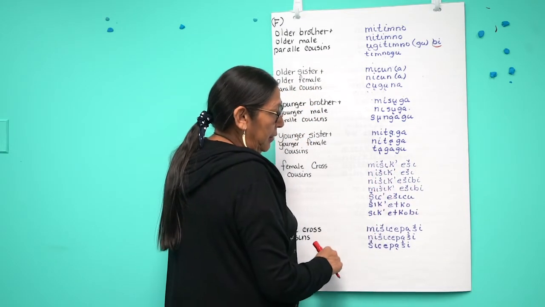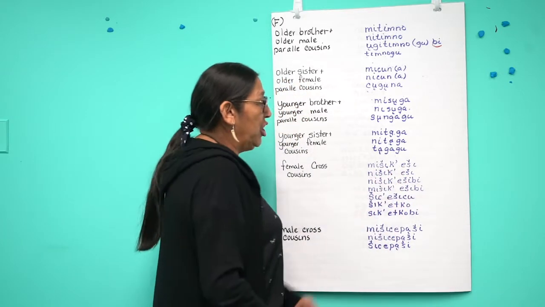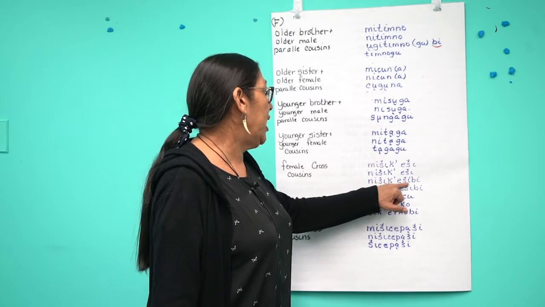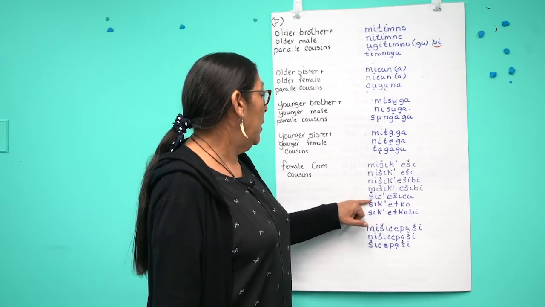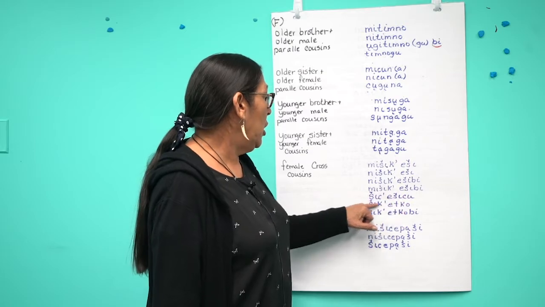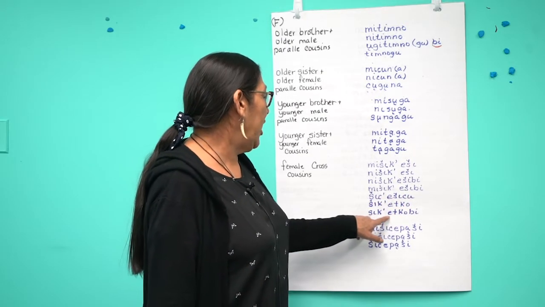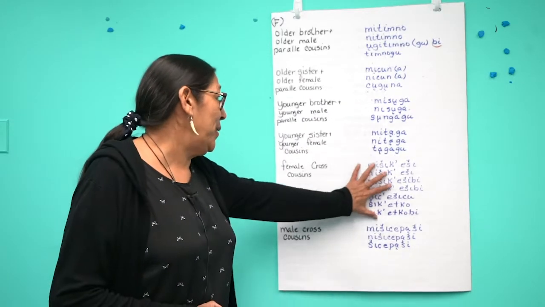Mishinkshi. Mishinkishi. Nishinkishi. Nishinkishibi. Mishinkishibi. Shinkishiku. See, these are the ones. Shinkitgo. Shinkitgobi. Those are the ones I knew. This is the one I read about.